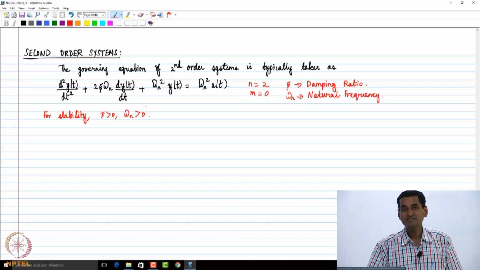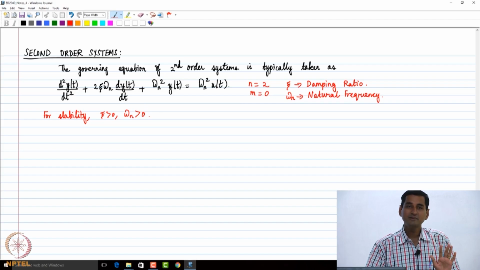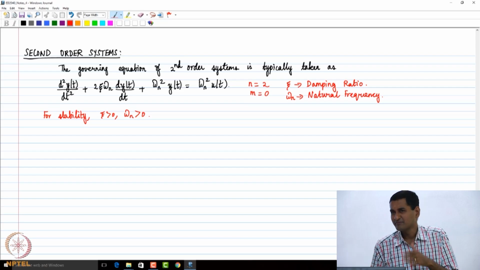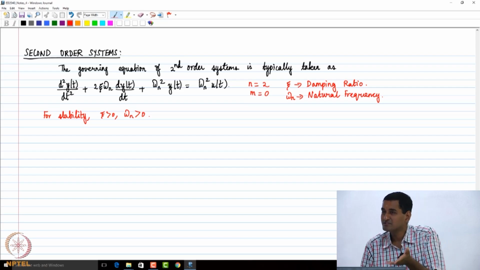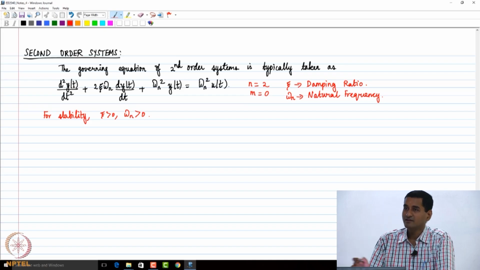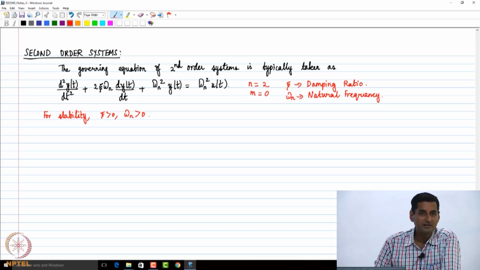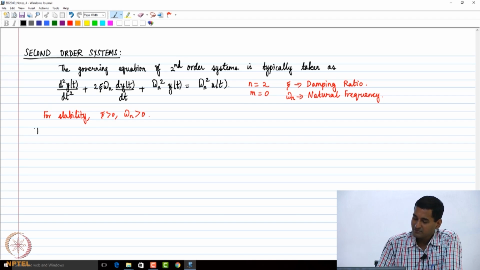We will also later see that if you treat zeta and omega n as two parameters without associating any physics to them, we just need them to be of the same sign. Even if they are both negative, we can have stability from a mathematical perspective. But physically, we don't have frequencies being negative. So that's why we are taking this particular condition. This is only sufficient, please remember that.